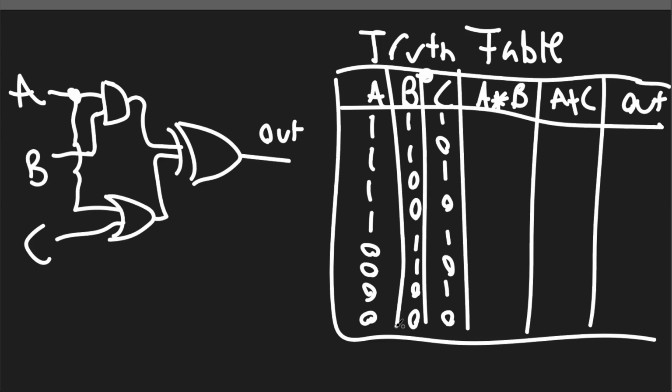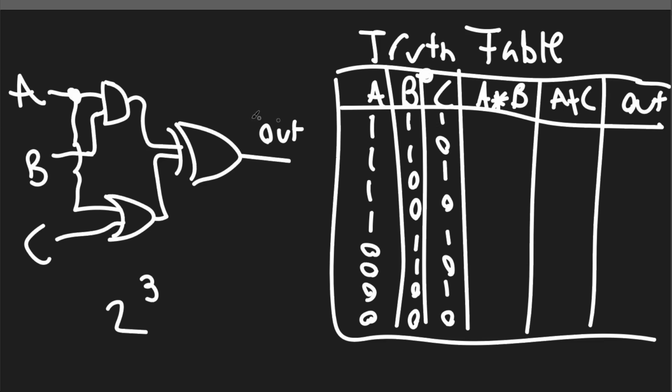Now, if you ever want to find the maximum number of combinations you have with logic gates, you will just take the number of inputs you have. In this case, we have 3, and you raise 2 to the power of your inputs. 2 to the power of 3 is 8.